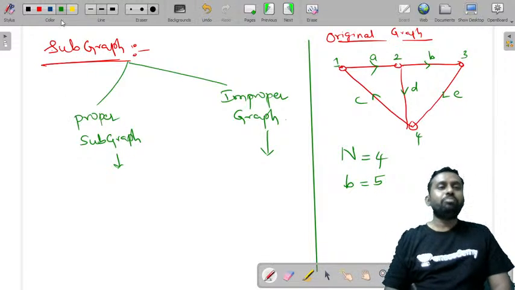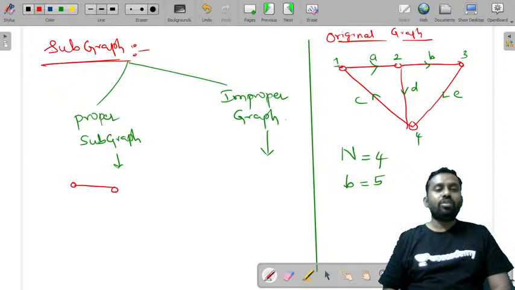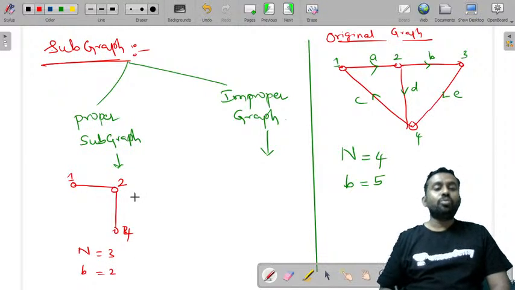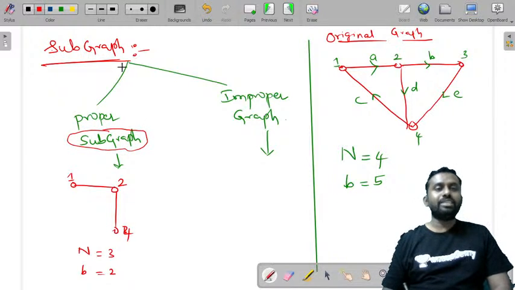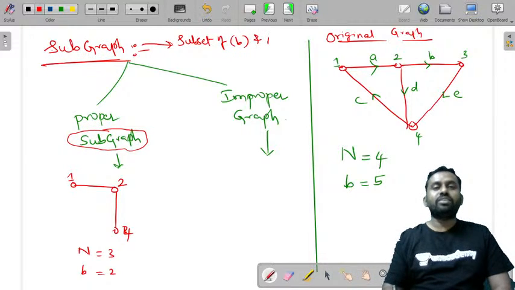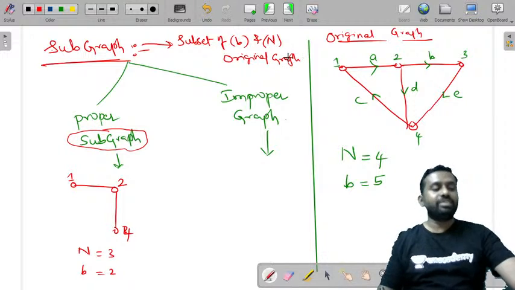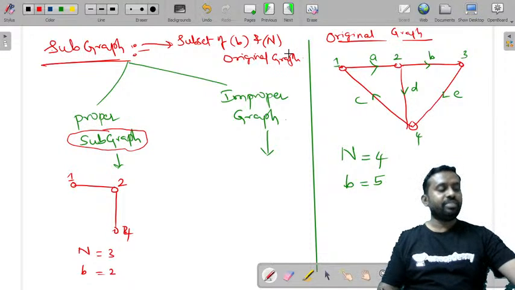Now what is a proper subgraph? If you draw a graph, let us take this as 1, 2, and 4. How many nodes are there? Only 3. How many branches are there? Only 2. So what is a subgraph? A subgraph is a subset of branches and nodes of the original graph.